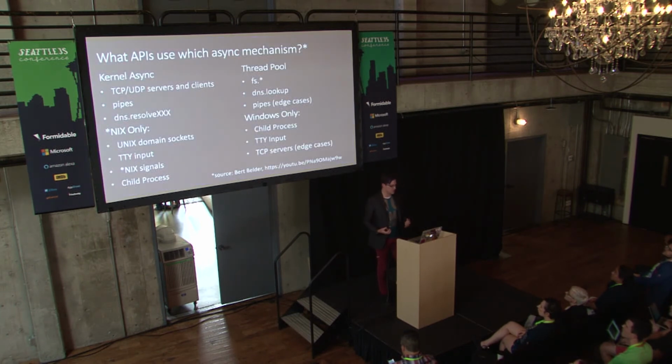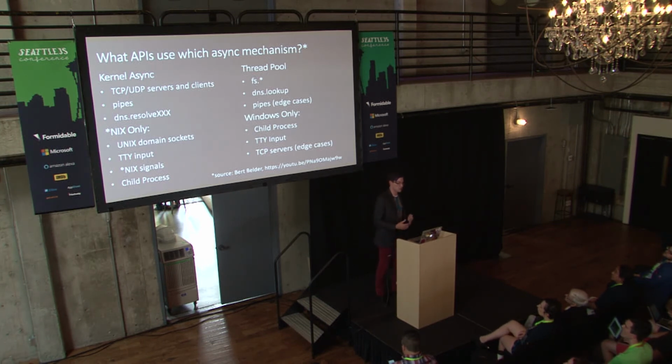So the big question, of course, is which APIs use which asynchronous mechanism? This is the part that you really want to know. I'm also going to note, I kind of shamelessly borrowed this slide from Bert Belder, who created it for me. Bert actually does some work on the event loop, so he knows the system a little better than I do. But anything that does kernel async, that means epoll, kqueue, things like that.